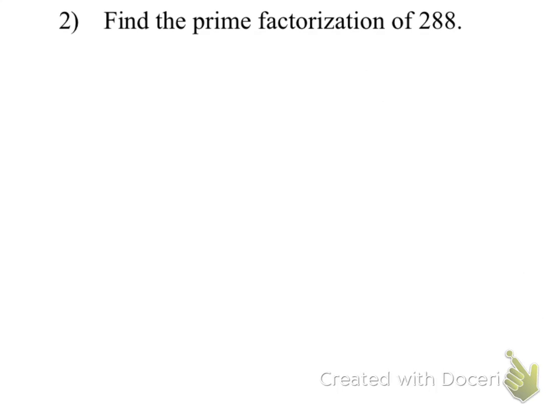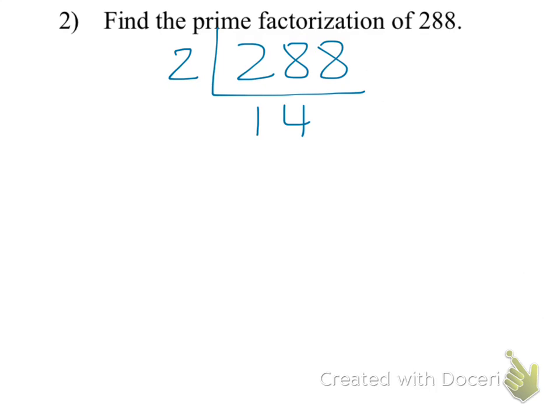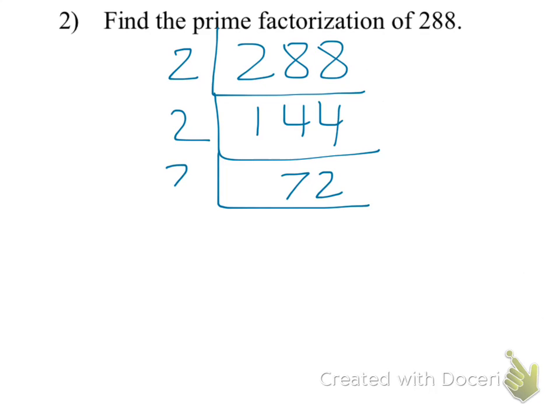Let's check 288. I think I'll use the tower for this. This is probably going to be a lot of factors here. Start with 2. Can do 2 again. It's really easy when they're even numbers. You know 2 goes into it. 144 divided by 2 is 72. It's even, so 2 again. 72 divided by 2 is 36. 2 goes into that. 36 divided by 2 is 18.